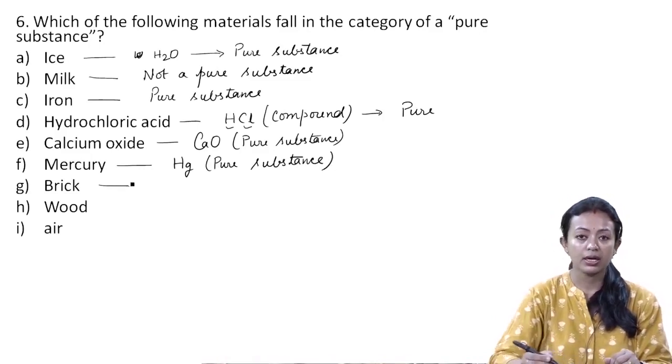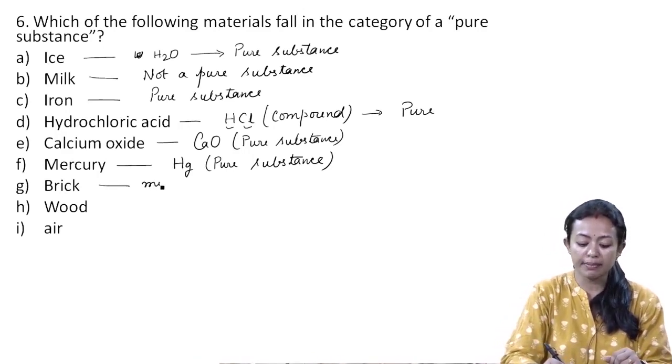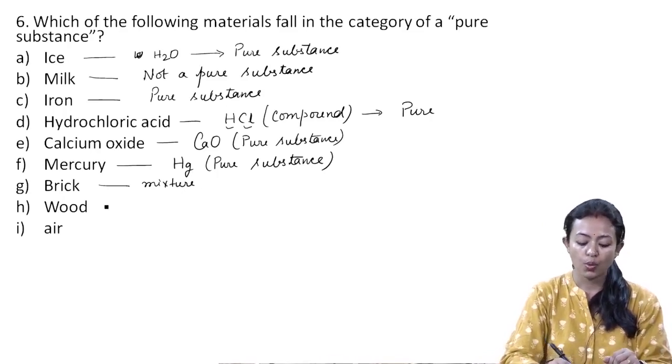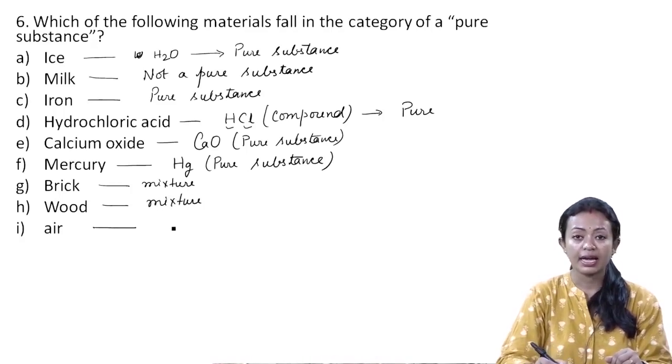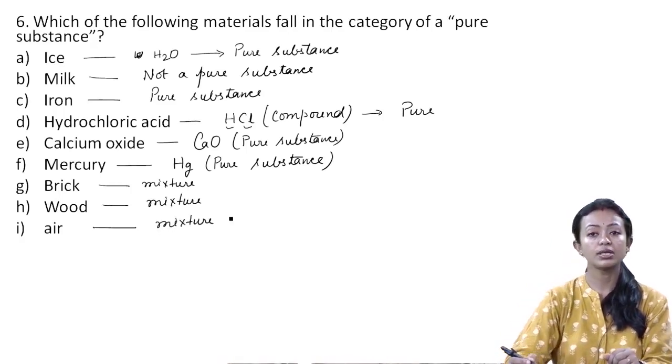Next, brick. Now, brick is made up of sand, clay, all these things mixed together. They are baked and bricks are made. So, definitely because it is a mixture, it is not a pure substance. What about wood? It is also a mixture. Whereas air is also a mixture and not a pure substance.